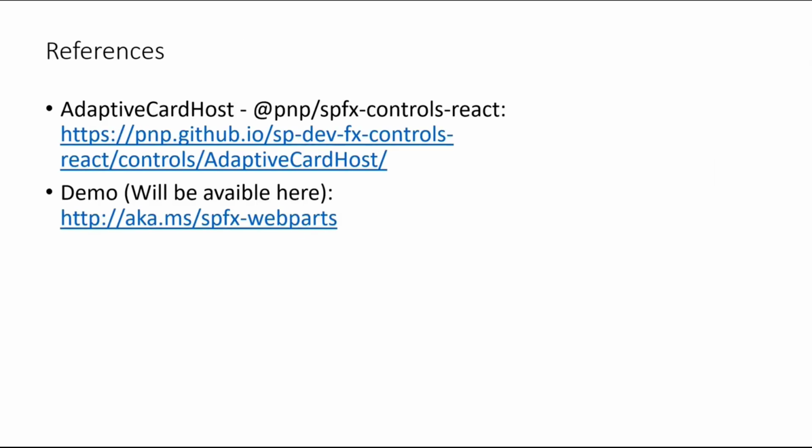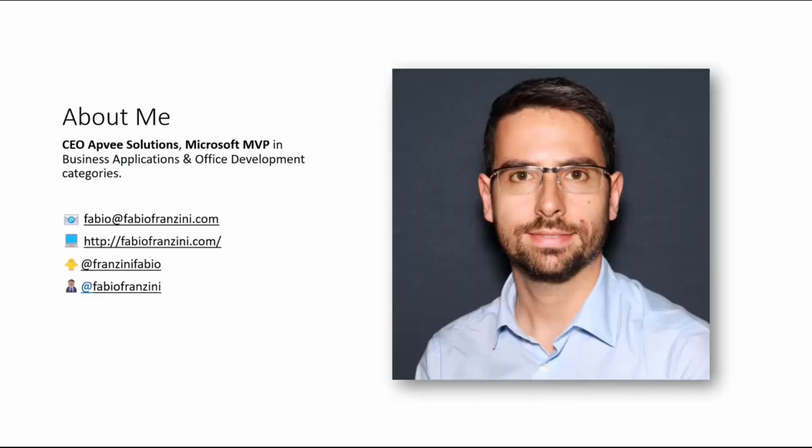In this slide, you can find some references. The first link is the page of the PnP reusable React controls specific for the adaptive card host. Of course, the code is already published inside GitHub. You can find it inside this repo, and the demo that I just showed you will be available inside the repository of the SharePoint Framework PnP web parts samples.